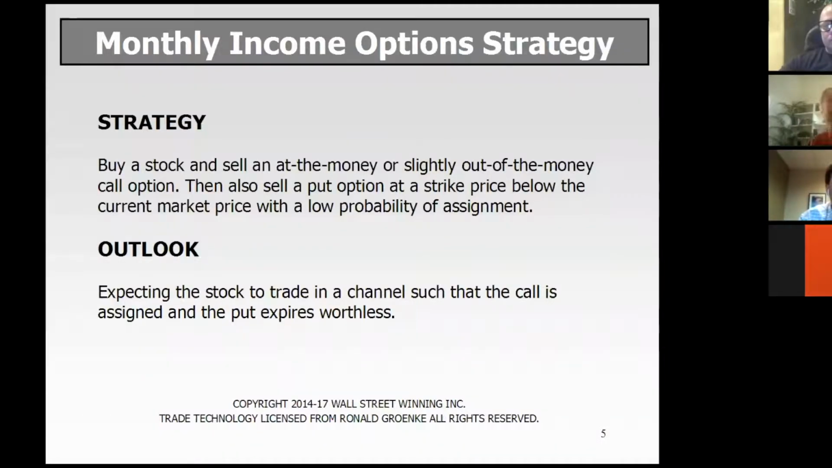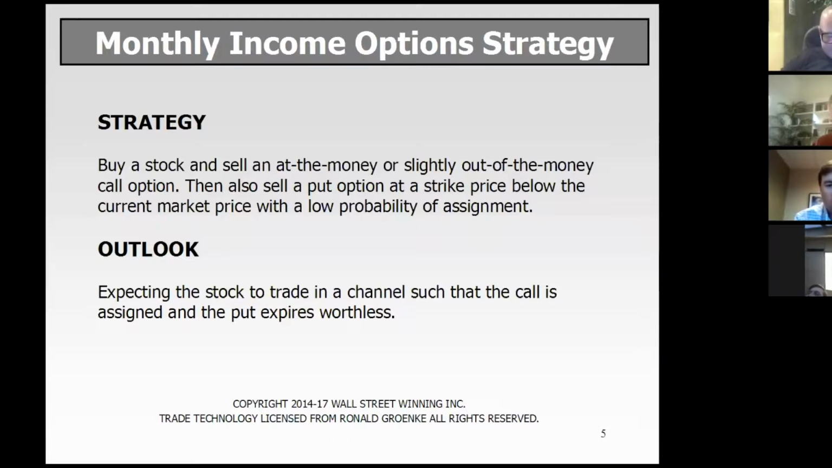So, monthly income option strategy. How do we do this? Well, we buy a stock and sell an at the money or slightly out of the money call option. We also will sell a put at a strike price below the current market price with a low probability of assignment. So we're always looking for that channel where a stock is trading in so that we can take on a trade, buy some, sell a call to get some premium, get a return, maybe get called out. The goal is to get called out, but also to gather more premium by selling a put.